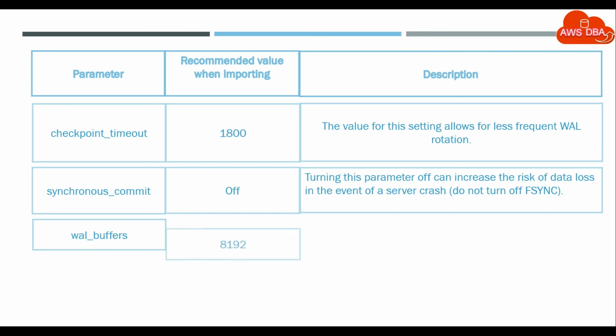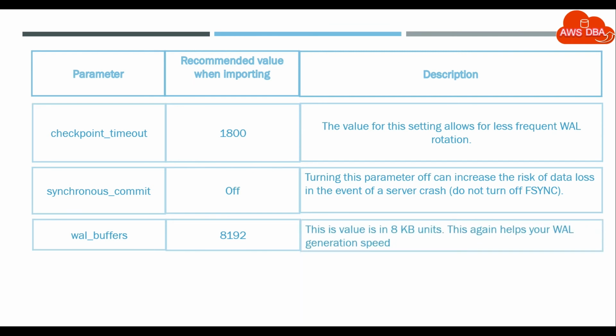wal_buffers: 8192. This value is in 8 kilobyte units. This again helps your WAL generation speed.